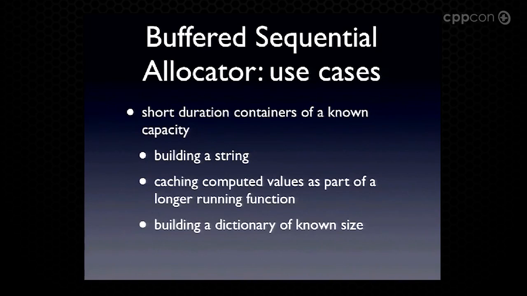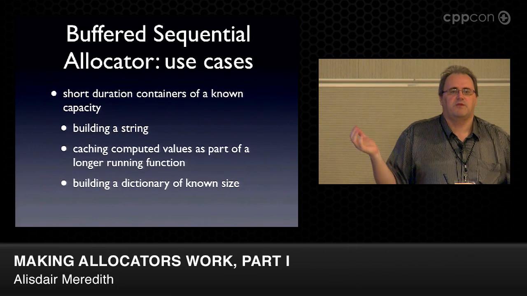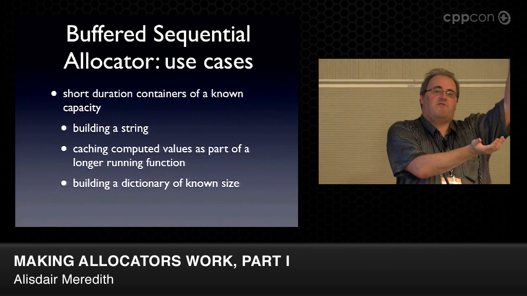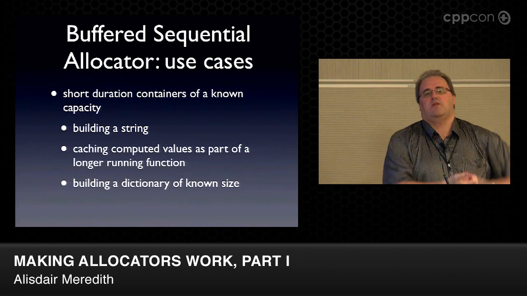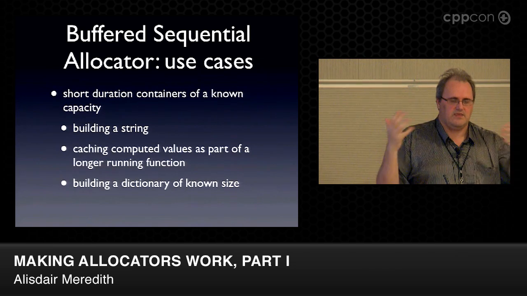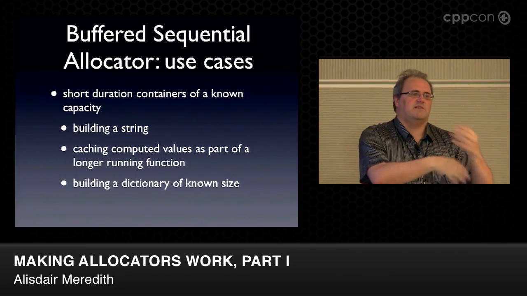So some use cases I suggested: you've got a short duration container composed within a function of a reasonably well-known capacity, or you're building a string, caching some computed values in the middle of a larger computation, or building a dictionary of a known size that you're going to use for lots of lookups within a function. That's a typical use case for this kind of allocator. There are many allocators; this is one point in the space, but I'm just trying to give us a motivation to have something in mind as we look at some of the other material.